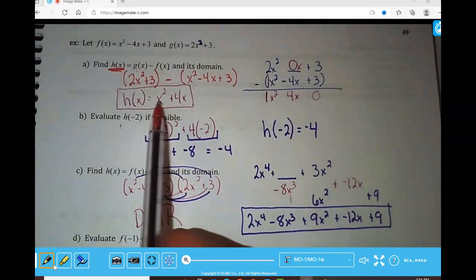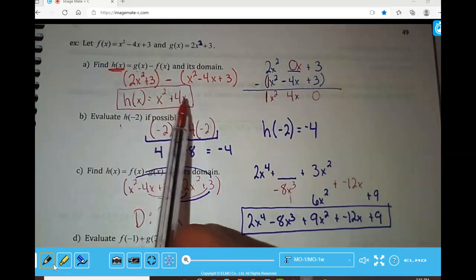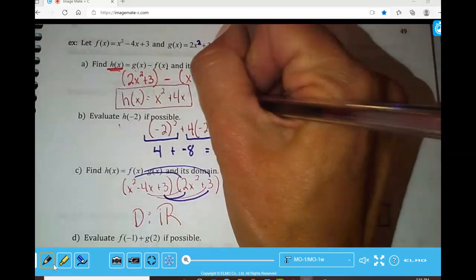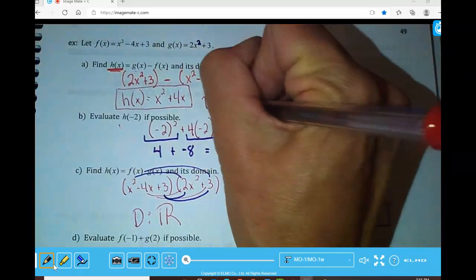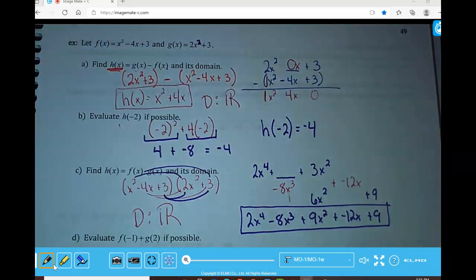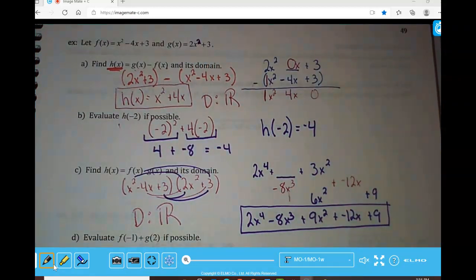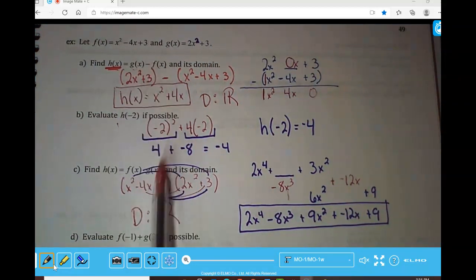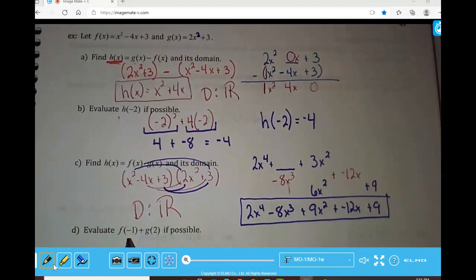And again, no issues here. I can take any number and square it. I can take any number times 4. So as far as my domain goes here, it's just going to be all real numbers. The only time, again, we're going to have to worry about domain is if we had a division problem happening. And this was subtraction and this was multiplication, so we don't have that. All right, last thing on this one is we're going to evaluate the function.